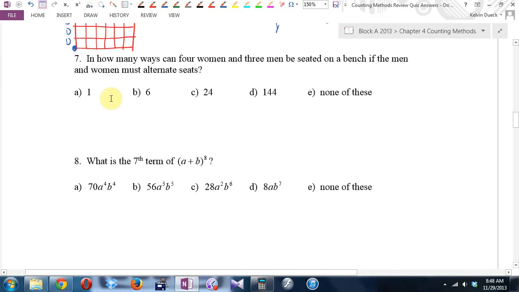In how many ways? So number 7. This one now, I just got to think about this. It says, in how many ways can 4 women and 3 men be seated on a bench if the men and women must alternate seats? I looked at this and I said, I'm not sure this is a choose. My fallback when I run into a roadblock is the fundamental counting principle. If I don't know what to do, I draw a blank. I'm good at drawing a blank.